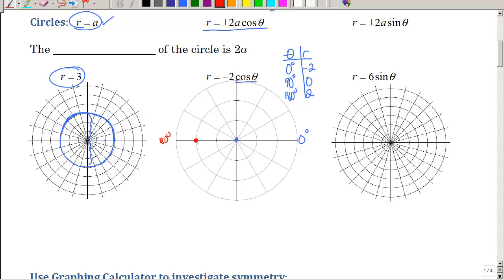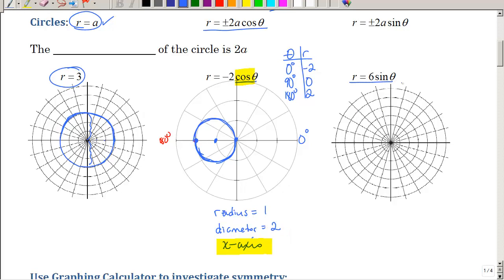To get some more points, I would have to crank out a calculator. But I'm just going to tell you this is kind of what this circle looks like. The center is going to be right there, and the radius is going to equal 1, so that means the diameter is 2. Also, it is symmetric with respect to the x-axis, and that corresponds to what we were talking about earlier. Cosine goes with x.